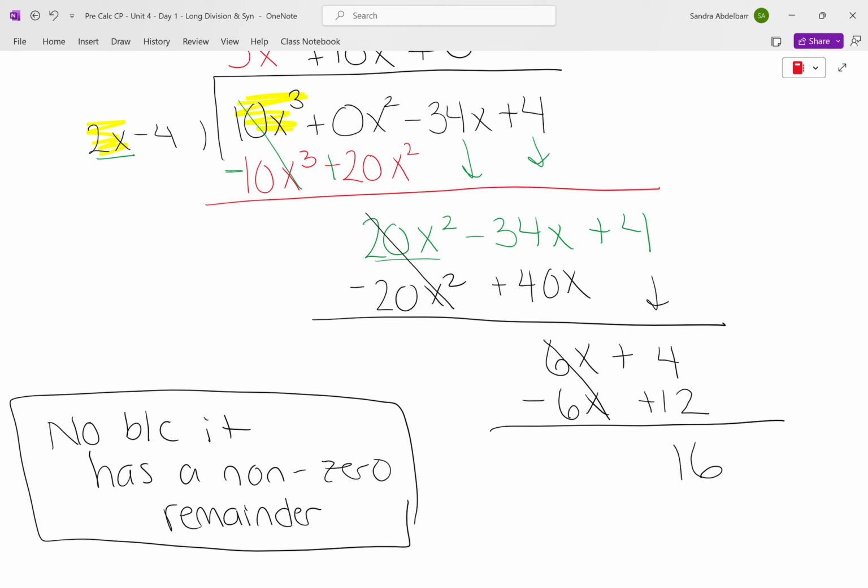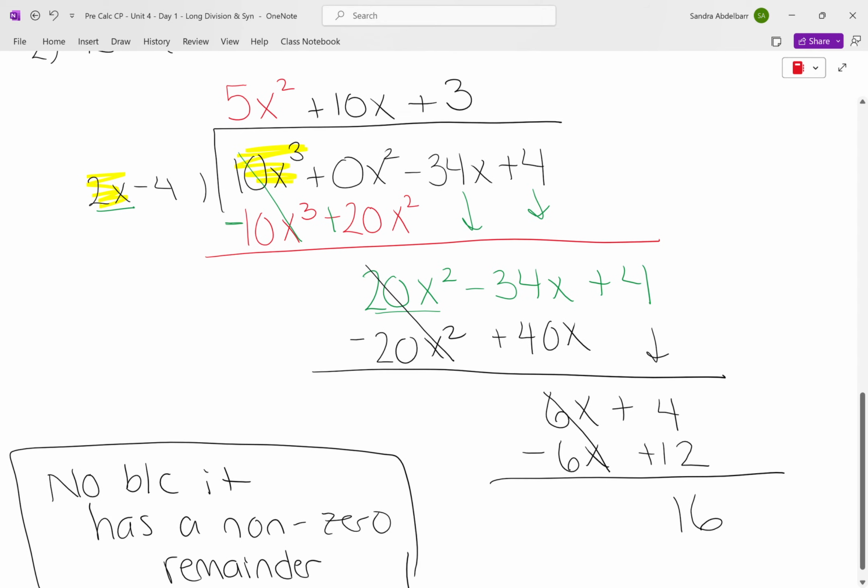So that's how it works. You got the numbers up there. First you see how much the first number has to get to the number you're focusing on, like 10x cubed, and then you have to find out what that number times the second number is. Yep. Okay.